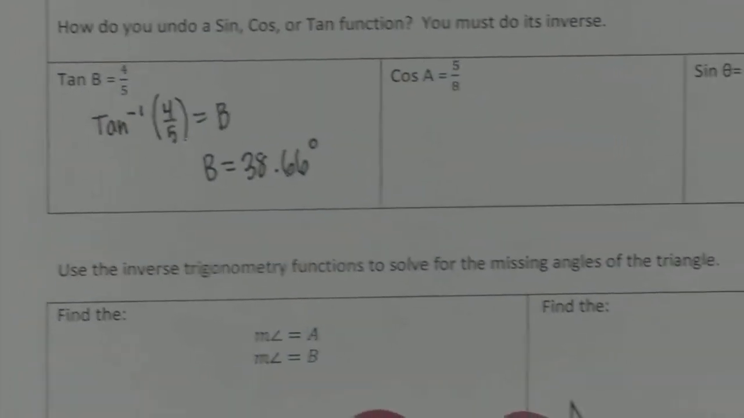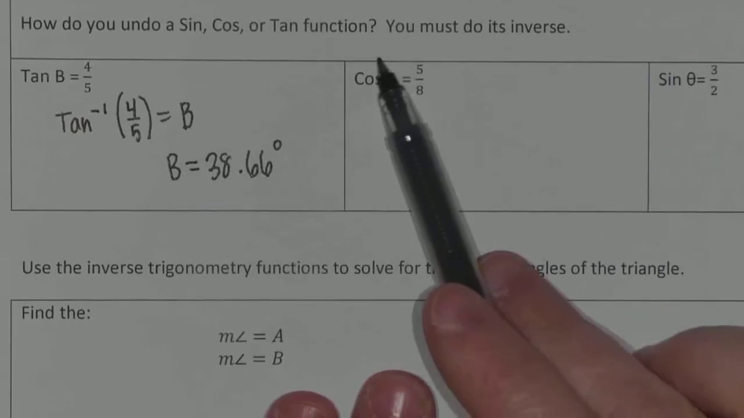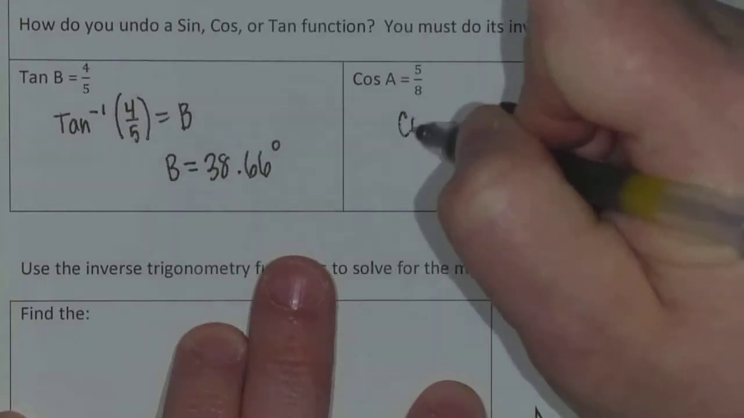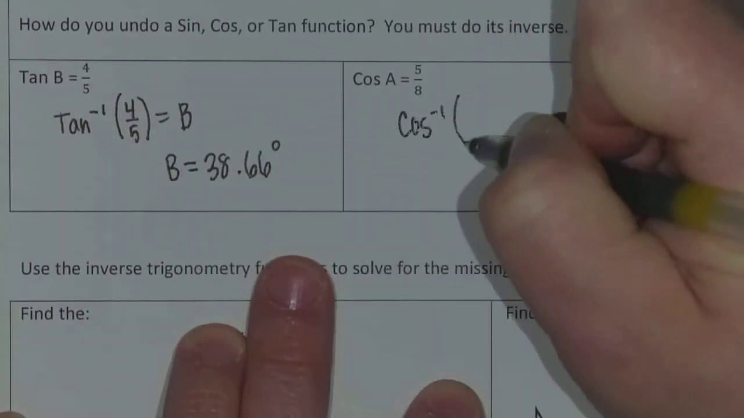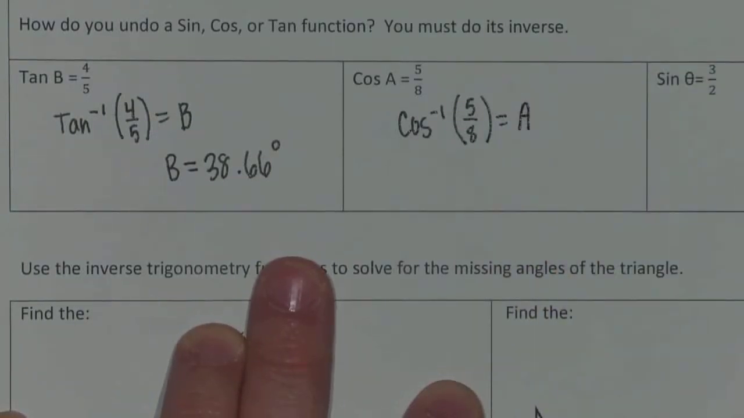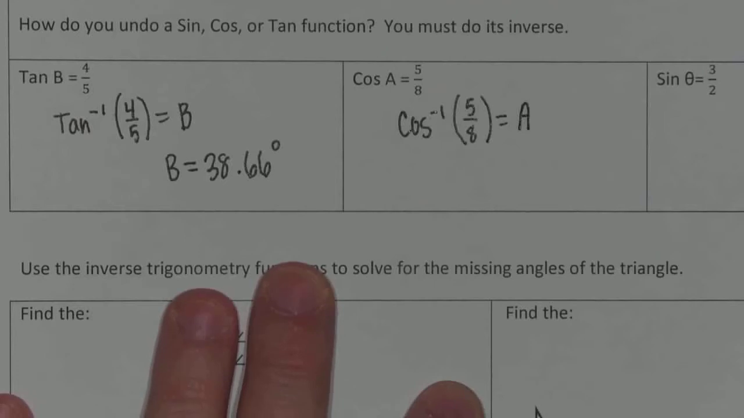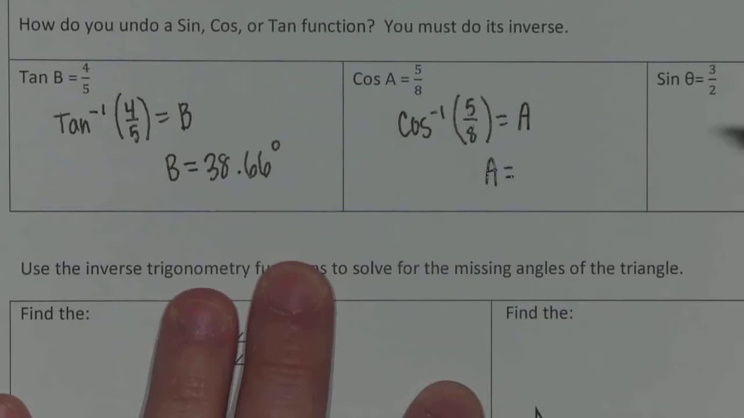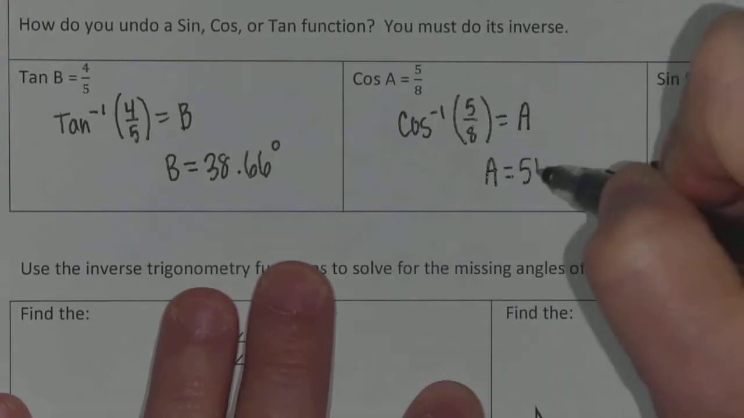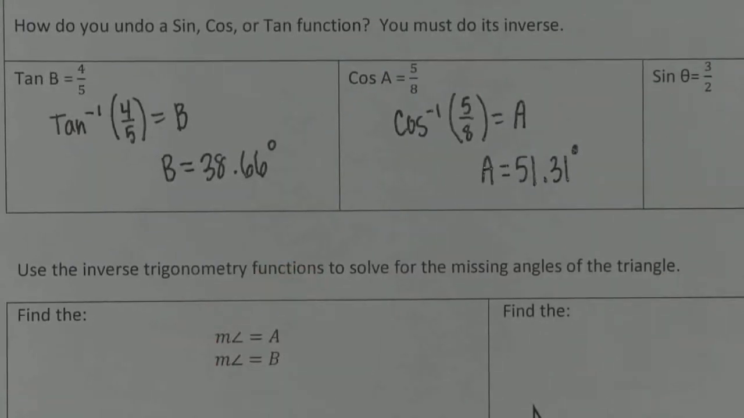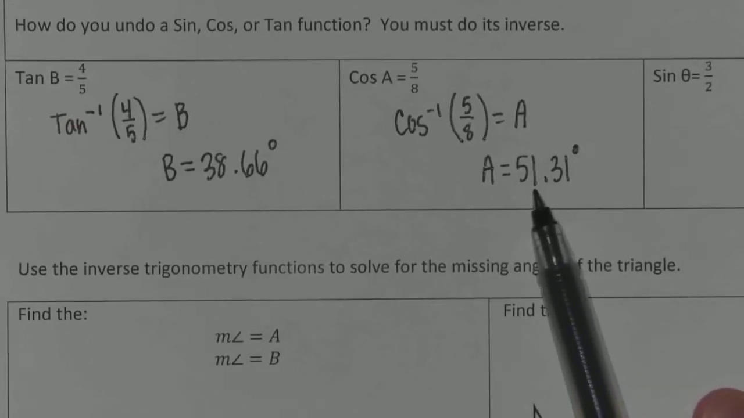Okay? So over here, I'm looking for the angle that if I took the cosine of it, I would get 5 over 8 for my answer. So how do I undo that? I do the cosine -1 or the inverse cosine of 5 over 8, and that's going to give me the measure of angle A. So what did you guys get when you punched that in your calculator? 51.31. Say it one more time. 51.31. Thank you, 51.31. And again, I'm going to put my degree symbol on there because we're talking about an angle measure. Okay, does everybody agree with that answer? I didn't check it. We're good?